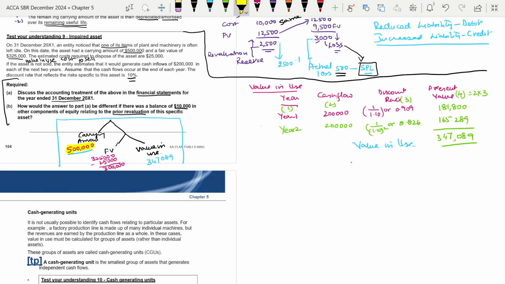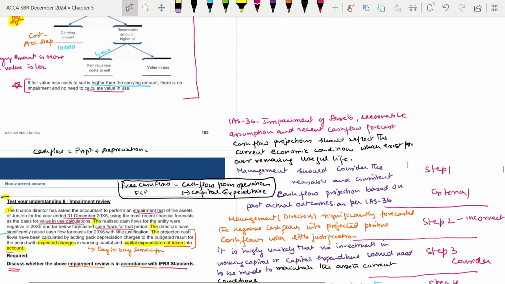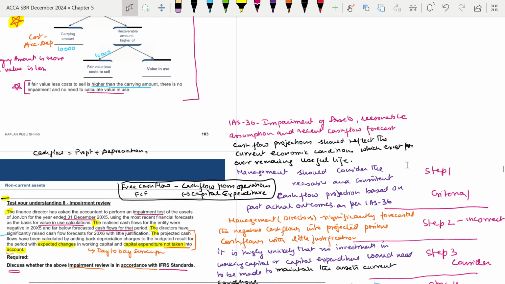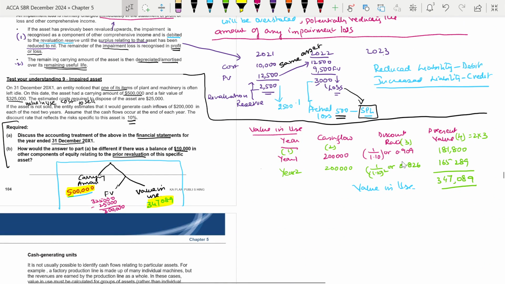Now, which value is more? Fair value or value in use? Value in use. We have to take the higher value. If fair value is more, then we will not use value in use. That is the condition they have given here. If the fair value less cost to sell is higher than the carrying amount, there is no impairment and no need to calculate value in use. Now fair value is less than the carrying amount.